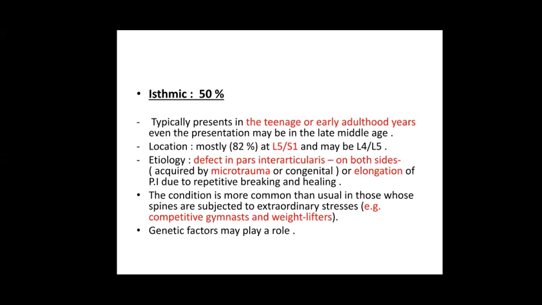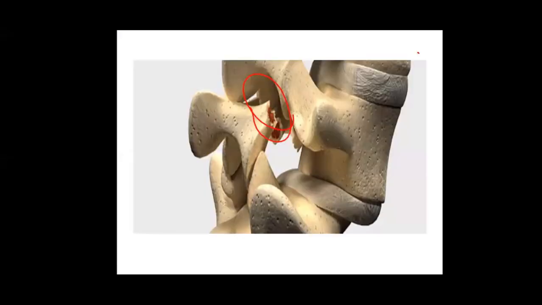The etiology, we said, is a defect in the pars interarticularis on both sides, acquired due to repetitive microtrauma or a congenital abnormality in the formation of the vertebra itself that makes the pars more susceptible to injury, as in elongation of the pars. The condition is more common than usual in those whose spines are subjected to extraordinary stresses, such as competitive gymnasts and weightlifters. These sports in general involve repetitive hyperextension: ballet dancers, dancers in general, gymnastics athletes, weightlifters. In their sport they have repeated hyperextension exercise.